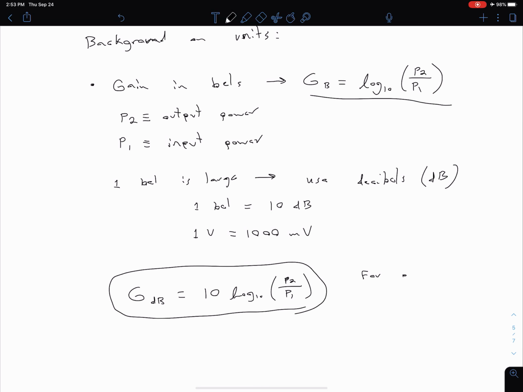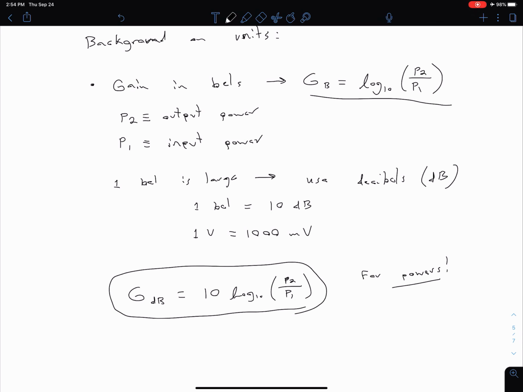Note, this is if we're dealing with powers. And oftentimes we'll drop this 10 subscript in our log, so just assume that if you don't see a subscript, we're talking about log base 10. Okay, so this is the case when we're using the 10 when we're calculating decibels, but sometimes we use 20. So where does that come from?